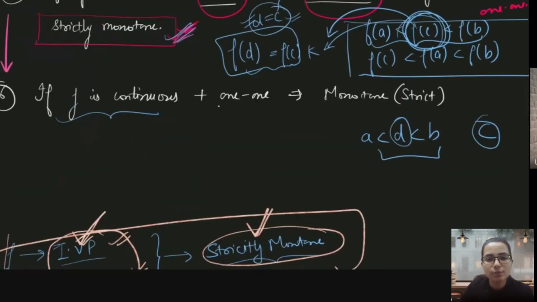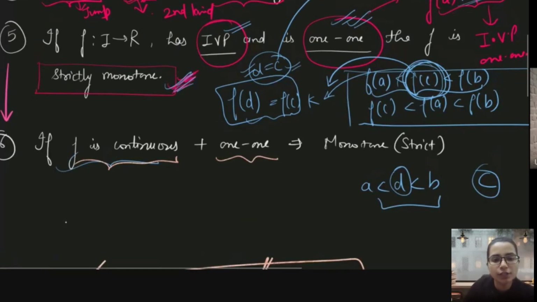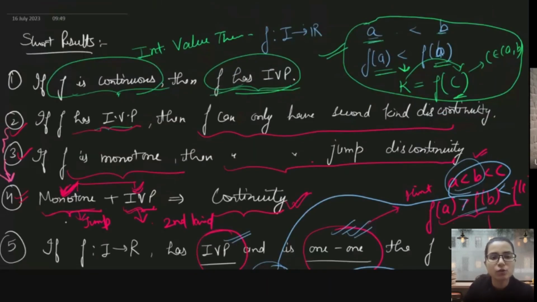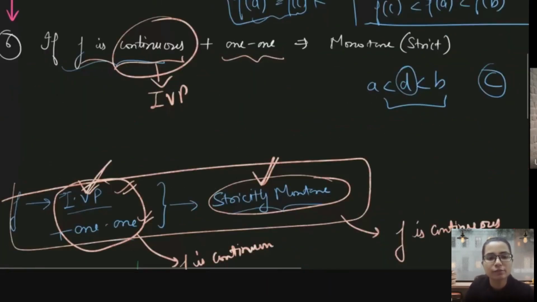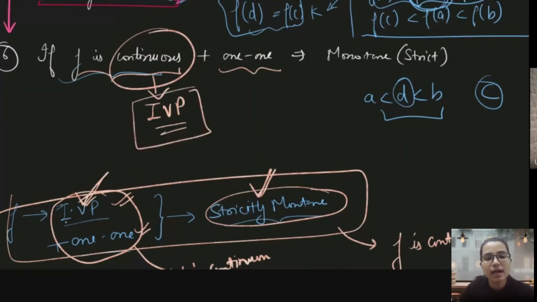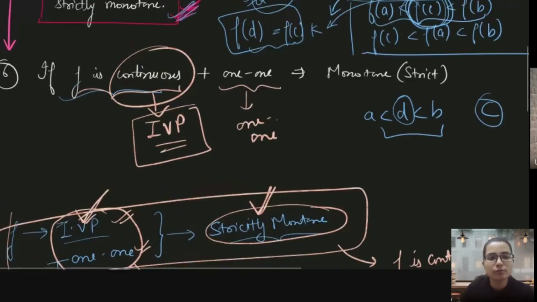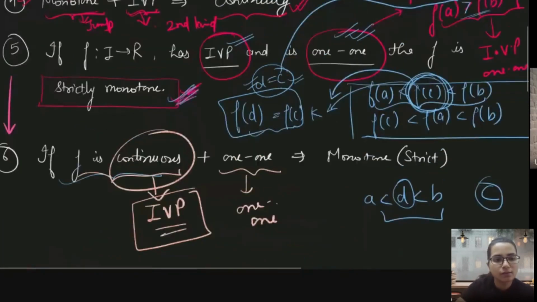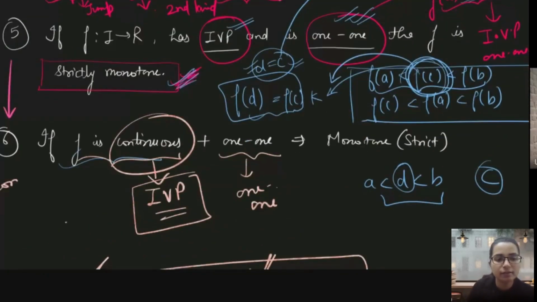Now let's come to the last point, which is just this. If a function is continuous and it is 1-1, then it is strictly monotone. How can you prove that? Very easy. If a function is continuous, then obviously it has IVP. Result number 1 said: if f is continuous, then f has IVP. And if it has IVP and it is 1-1, then I just proved that it is strictly monotone by 5. So by 5, I can say that f is strictly monotone. So this is a corollary of 5.